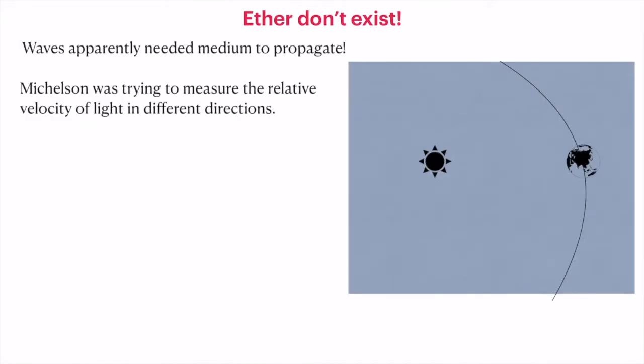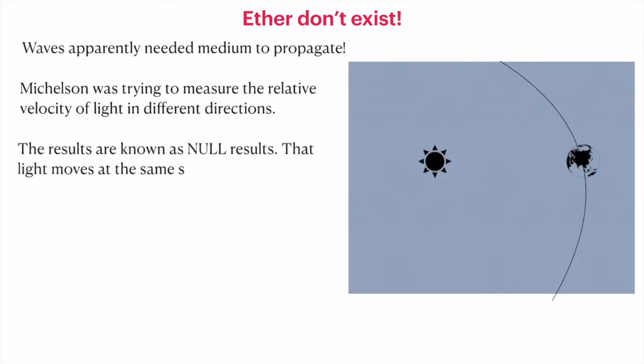The Michelson experiment is popularly known as a null result, as Michelson did not see any change in the speed of light in any direction. That means the speed of light is the same in every direction. That means there is no effect of ether on the propagation of light, or of the velocity of the Earth on the propagation of light.